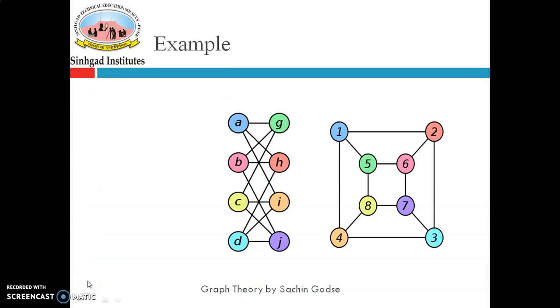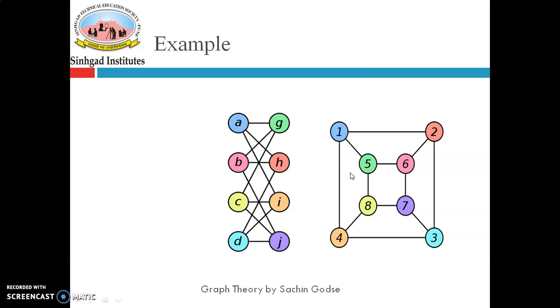Let's see the example. So these are the two given graphs. We will check one by one. First condition is that both should have the same number of vertices. Suppose this is the graph G1, this is the graph G2. G1 contains 8 vertices, and G2 also contains 8 vertices. So the first condition is matching.